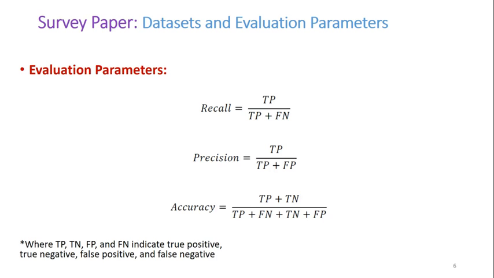Parameters can help us quickly see if our system is performing well or not. The recall, precision, and accuracy parameters are more widely used in cases like our research work.